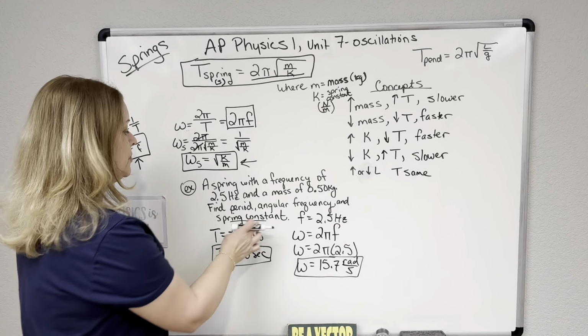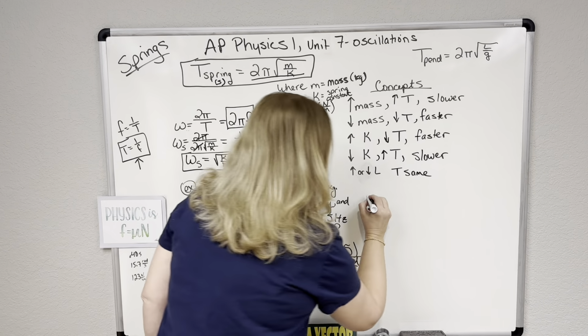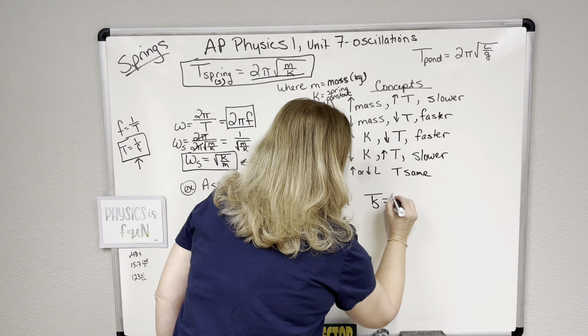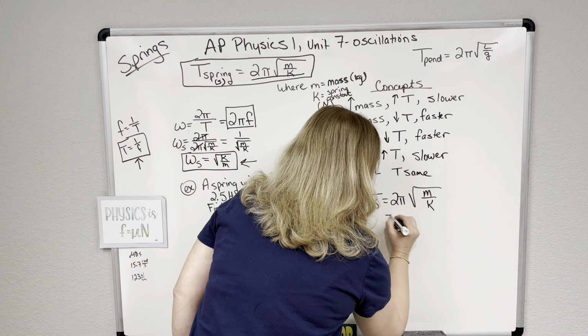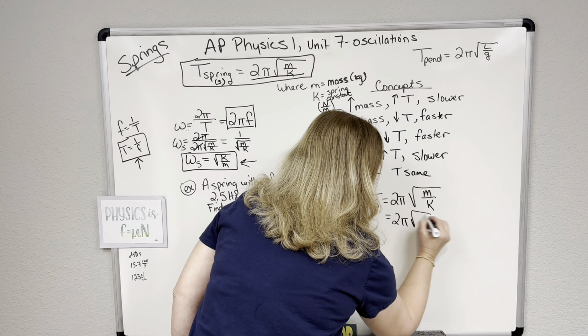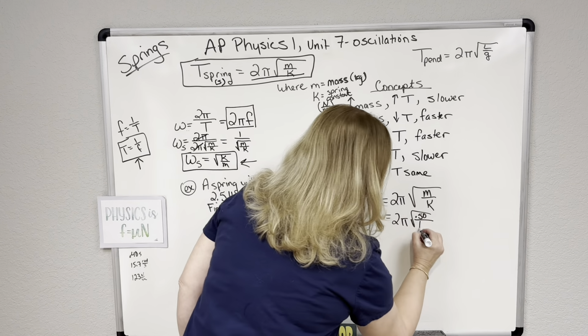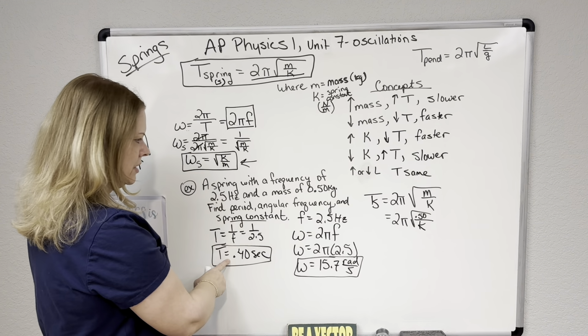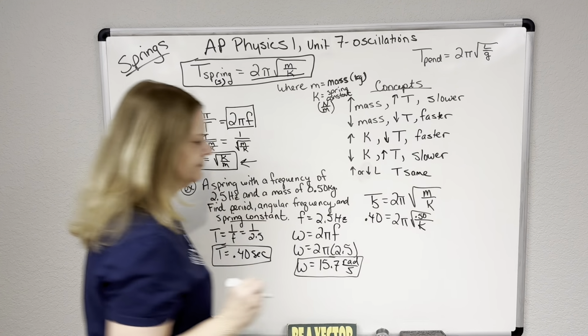Third, they want spring constant. Okay, now I'm going to be using the one on my equation sheet, where period of a spring equals 2 pi square root of m over k. That's going to be 2 pi square root of 0.50, because that's my mass, over k. And I already know my spring period was 0.4. So I'm putting that in.